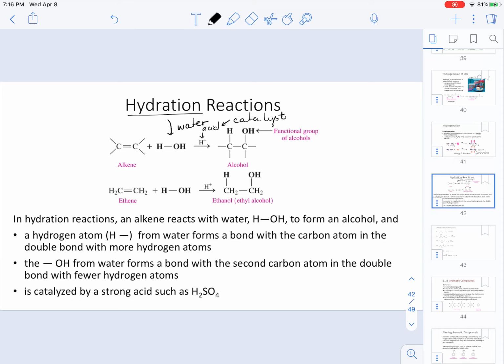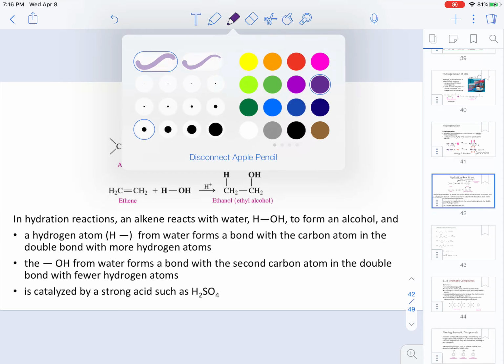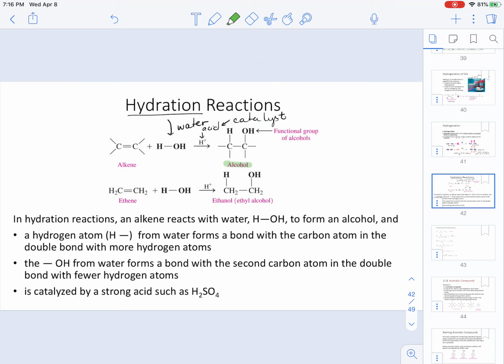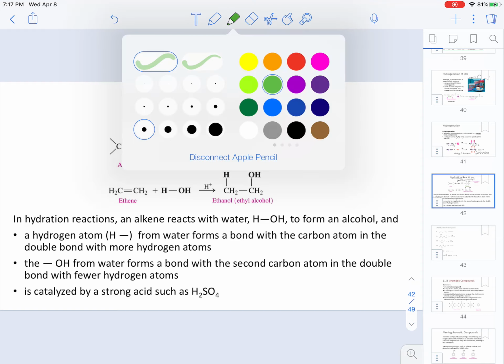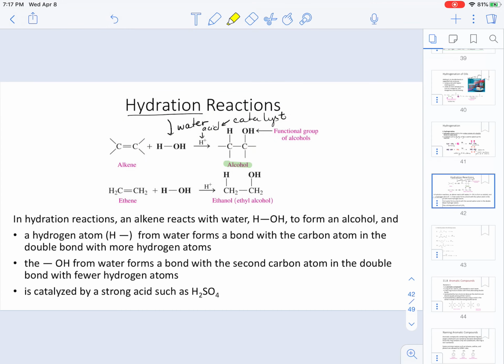Now, in a hydration reaction, the functional group that is produced is always an alcohol. When it comes to this, you need to understand that those hydrogen atoms and that hydroxy group are not added randomly. What happens is that the hydrogen atom from water is going to form a bond with the carbon atom in the carbon-carbon double bond with the most hydrogen atoms.